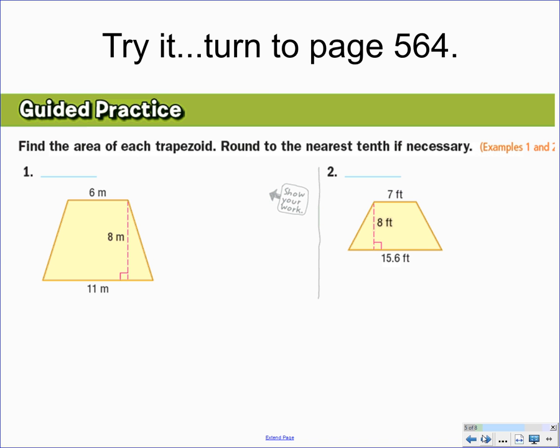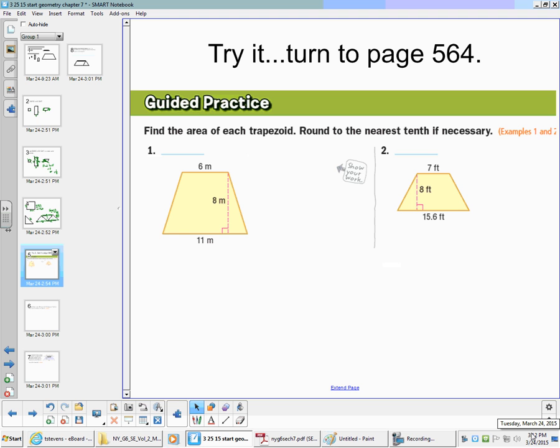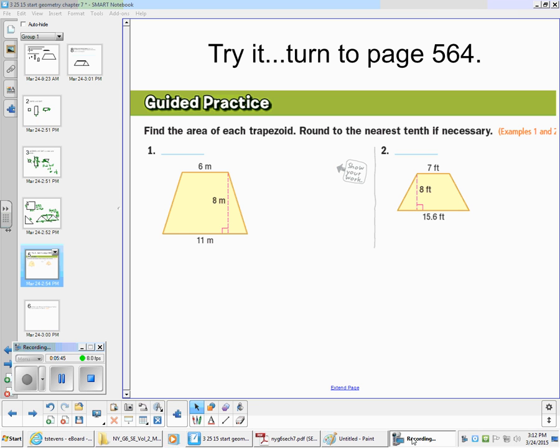This is on page 564. I'll pause just a second so you can get your book and turn to this page. And of course, I'm going to want to see this done tomorrow since this was tonight's homework. Let me see how I'm doing. All right, 6 minutes. Oh boy, better make it quick now.